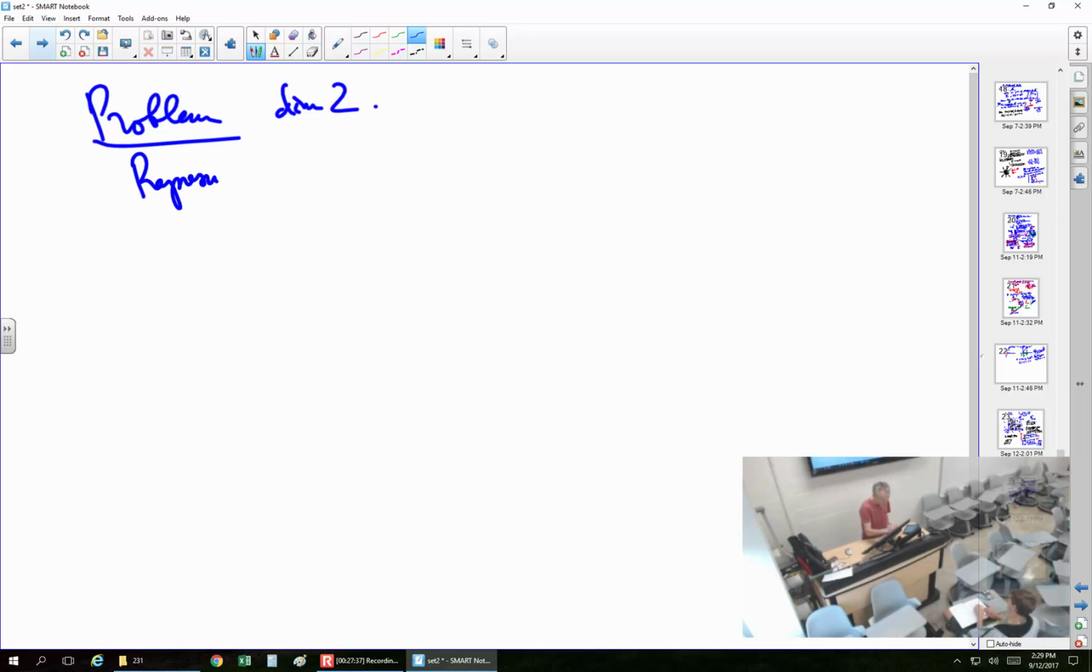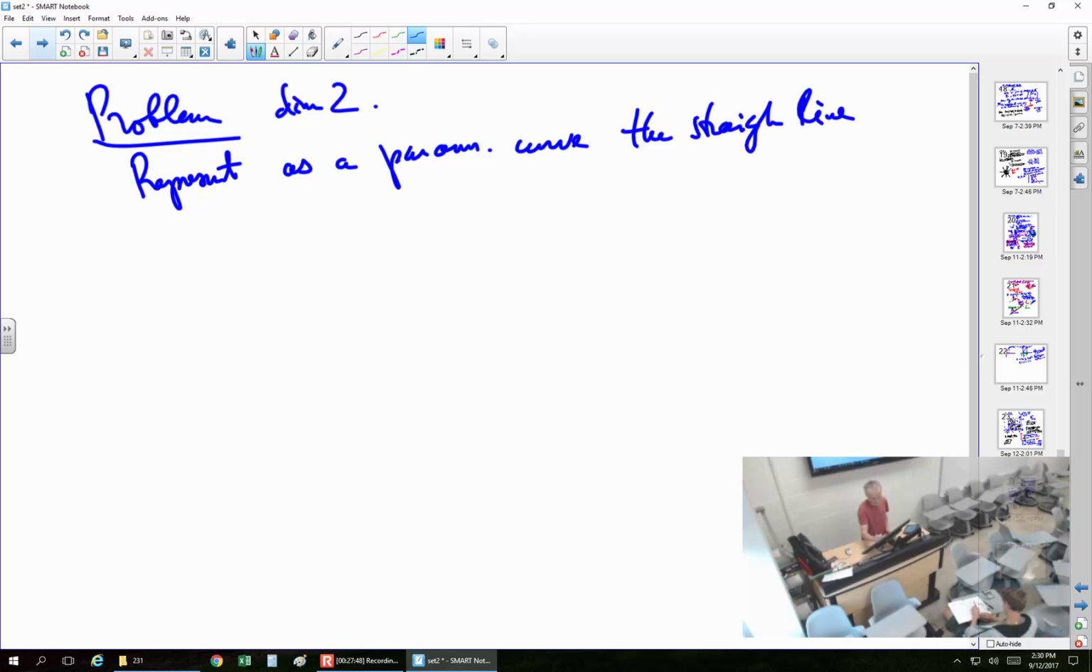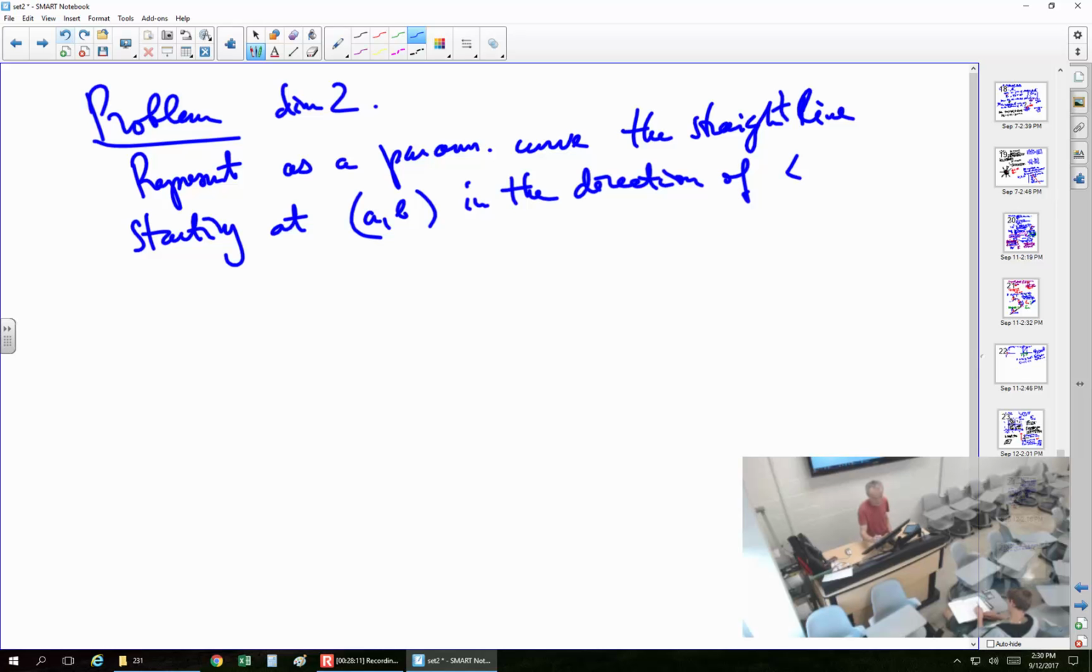Represent as a parametric curve a straight line starting at, how about AB, in the direction of UV. Okay, we already know the answer is right there looking at us.